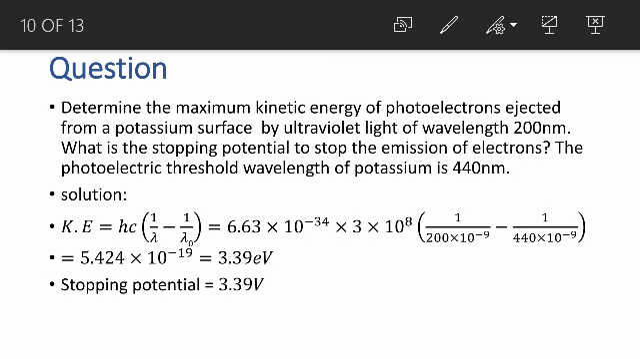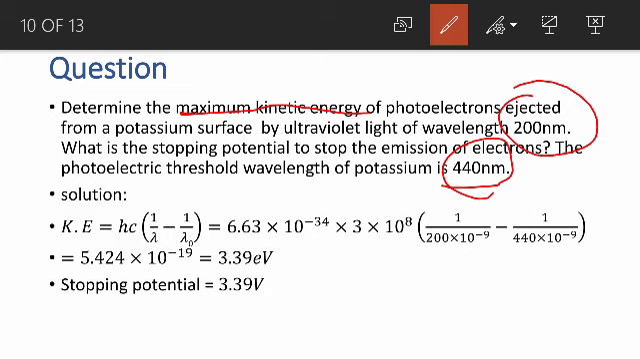Now, this leads us to a question here. It says, determine the maximum kinetic energy, that's the first thing we are asked to find here, of photoelectrons ejected from a potassium surface by ultraviolet light of wavelength 200 nanometers. Then we have a second question: what is the stopping potential to stop the emission of electrons? The photoelectric threshold wavelength of potassium is 440 nanometers. This is the threshold wavelength, and this one is the wavelength of the incident light.